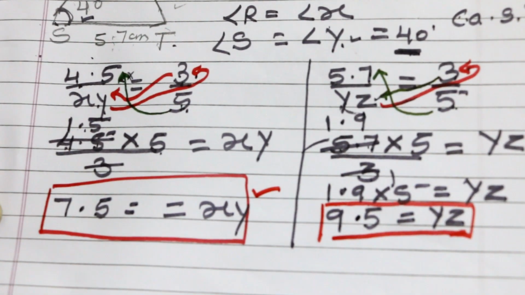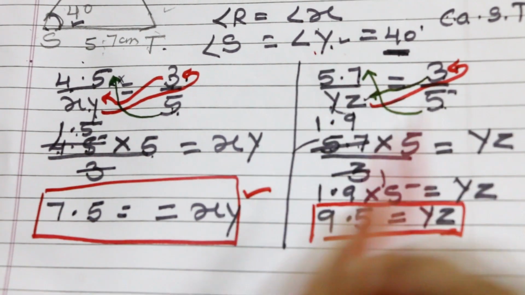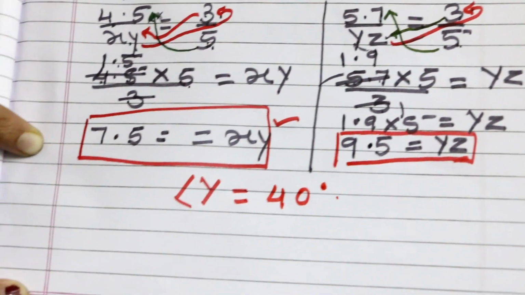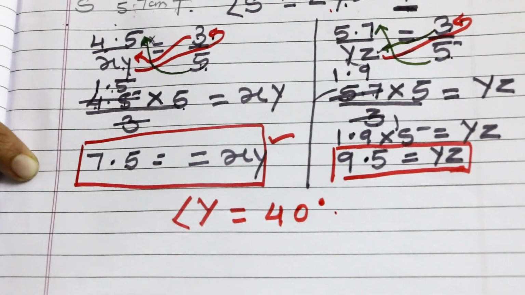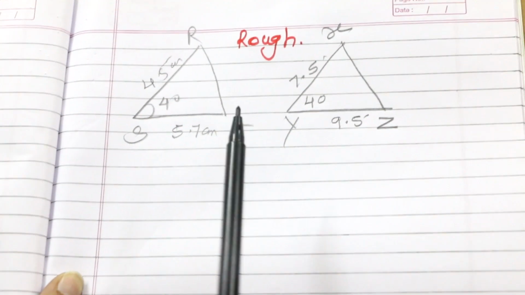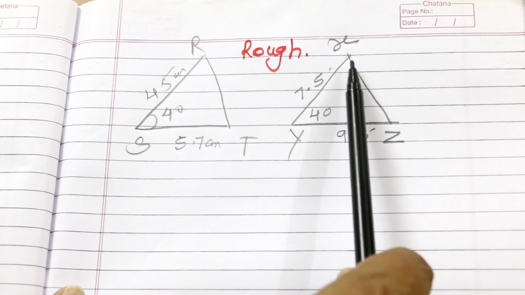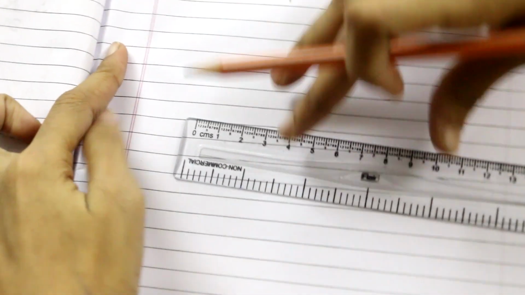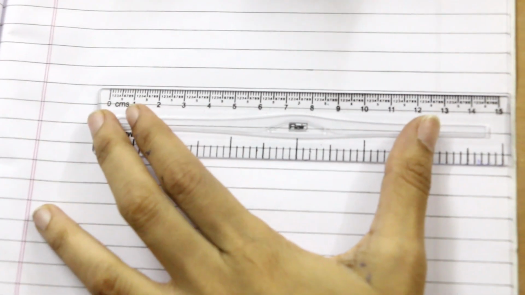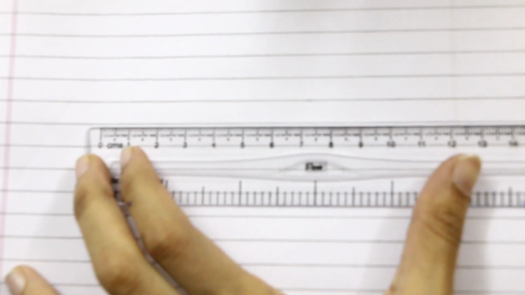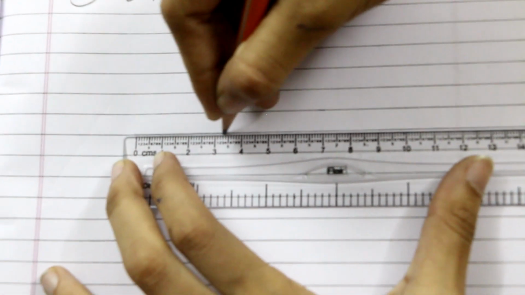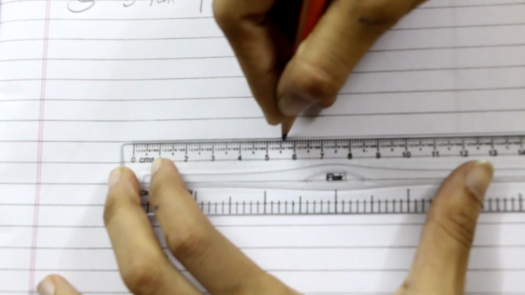This is the XY value, and we know the angle Y. Angle Y is equal to 40 degrees, and we will now do the construction. Children, we have already drawn the rough figure for RST, and now this is the rough figure for XYZ. We will take the scale and draw a line. The scale should be kept in such a way that your line is always corresponding to the ruled line on your paper. Locate the points S and T.